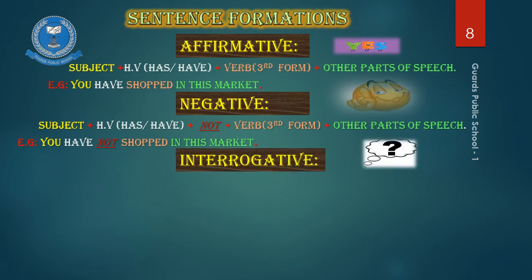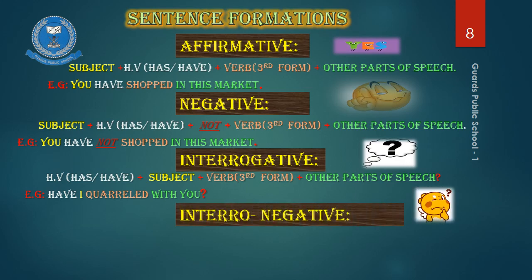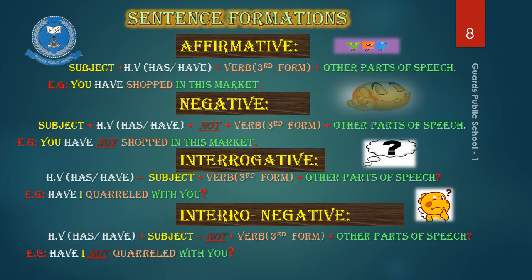For the interrogative, we have a helping verb in the beginning, a subject, a verb in the third form and other parts of speech. For example, have I quarreled with you? For the interrogative negative or intro-negative form, we have a helping verb in the beginning, a subject, the word not, and the verb in its third form and other parts of speech. For example, have I not quarreled with you?